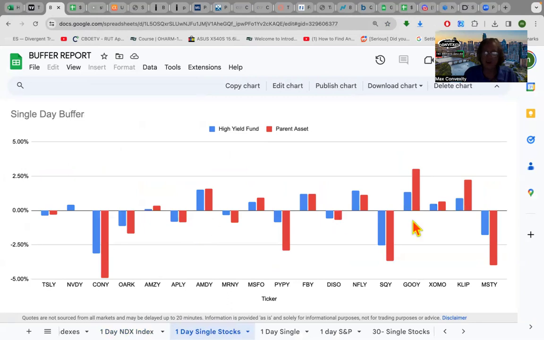All right, single stocks. MSTY, CONY, SKY, PayPay had a lot of buffer. PayPay did a great job. When your parent asset loses 3%, you're only down not even a percent. That's awesome. That's the way it's designed to work. Same thing with MRNY, down about a third of the parent. That's great buffer there. Not so much with Aptly, that got all of the parent's downside. Now it's just one day. And definitely not so much with Tesla. They got all of the parent's downside and then some.